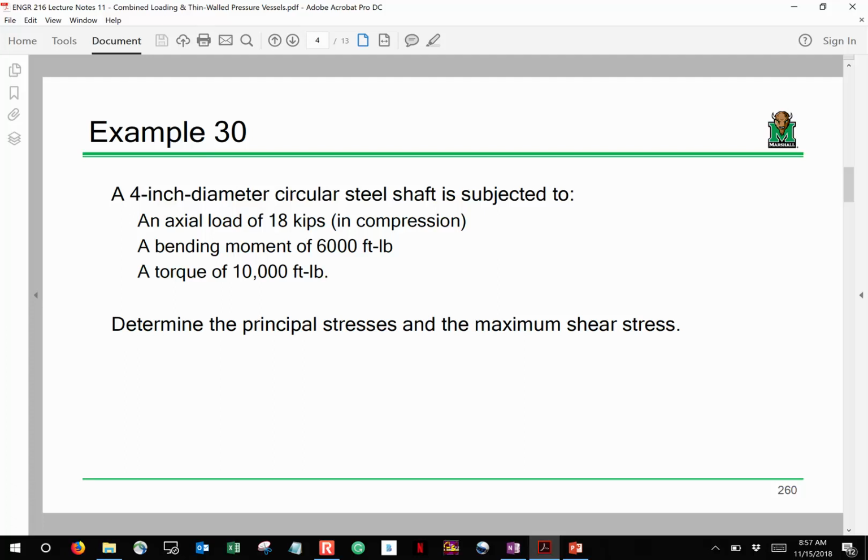So I have a 4-inch diameter circular steel shaft that is subjected to the following loads. I have an axial load of 18 kips in compression. I have a bending moment of 6,000 foot-pounds and a torque of 10,000 foot-pounds. So same goal as before, determining principal stresses and maximum shear stresses, but there's more stress resultants and components going on. So let's see how this problem plays out.